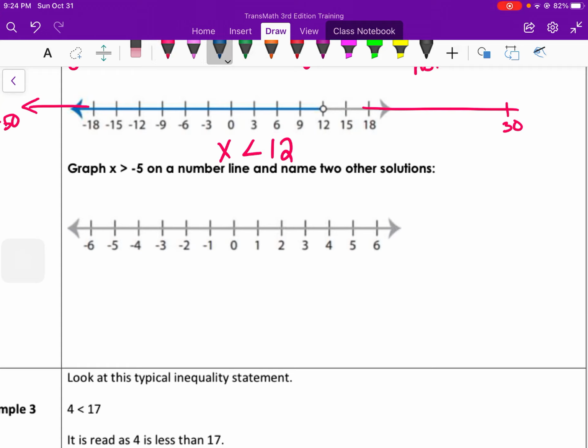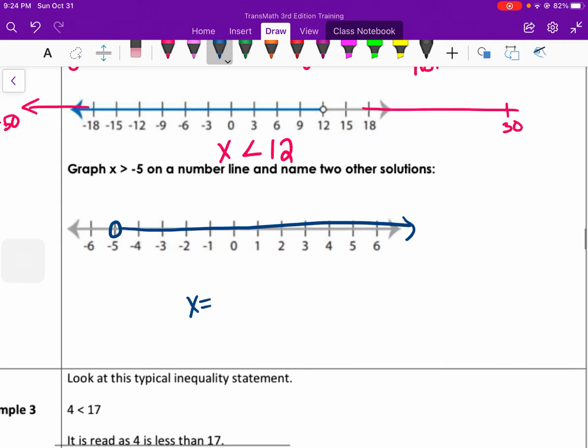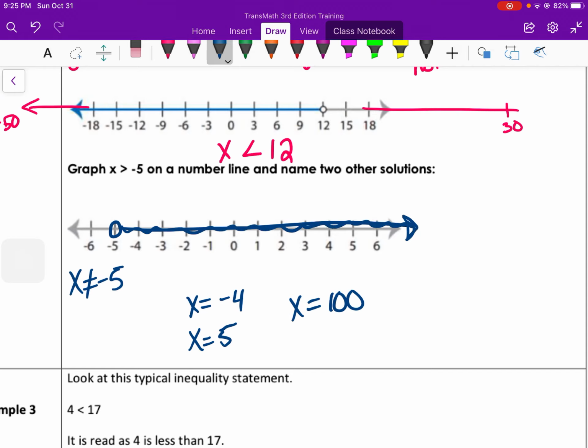All right, graph x greater than -5 on the number line and name 2 other solutions. So x greater than -5, I'd have an open circle at -5, and then greater than -5 are all the values to the right. So -4, 0, 5. So name 2 other solutions. I could say x equals -4 is a solution. x equals 5 is a solution. You could give me x equals 100, anything bigger than negative 5. Since it is an open circle, x cannot equal negative 5 though. So you could pick anything that's shaded along this line as part of your solution set, but not the point negative 5 itself.